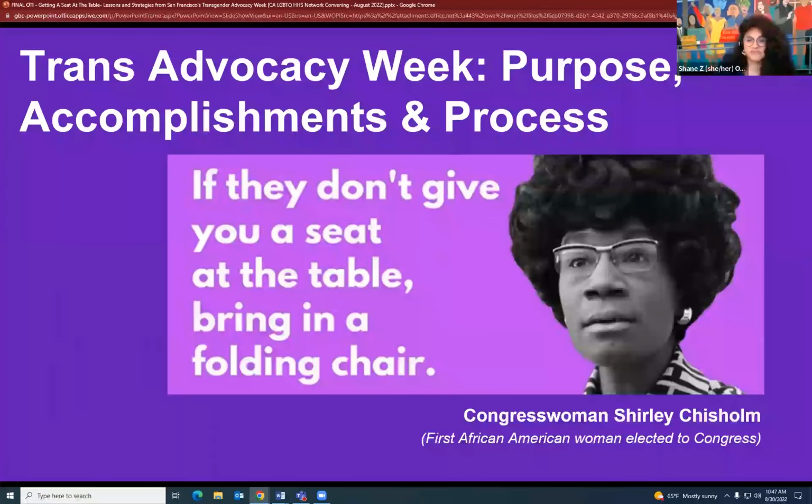So Trans Advocacy Week, we're going to talk about now the purpose of it, the accomplishments, and kind of the process of how we got to it and the process of how we make it happen. We have a quote here by Congresswoman Shirley Chisholm, I don't want to say it incorrectly: if they don't give you a seat at the table, bring a folding chair. And this was a bit of our motivation to start Advocacy Week, right? A lot of times our voices don't get heard, so we wanted to make a point to make them heard.